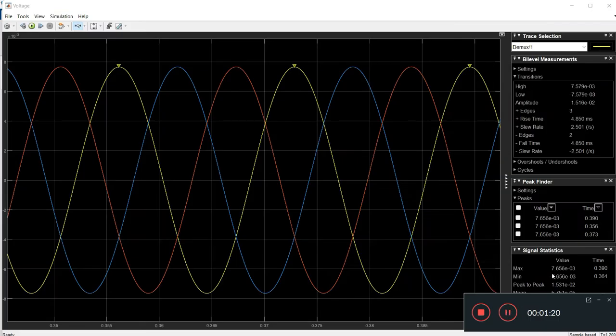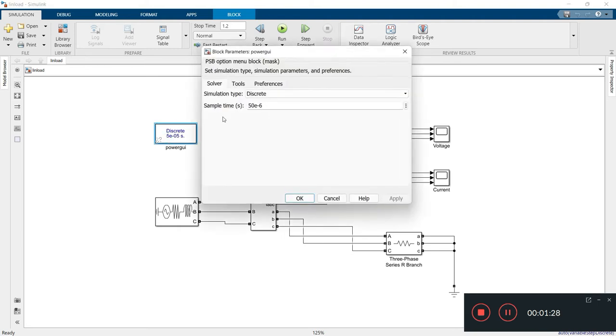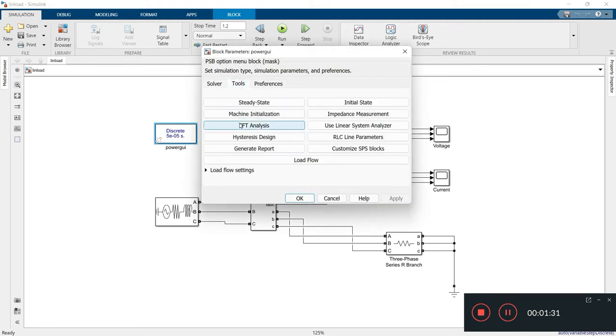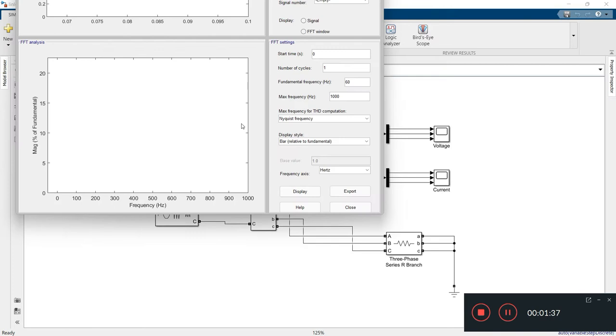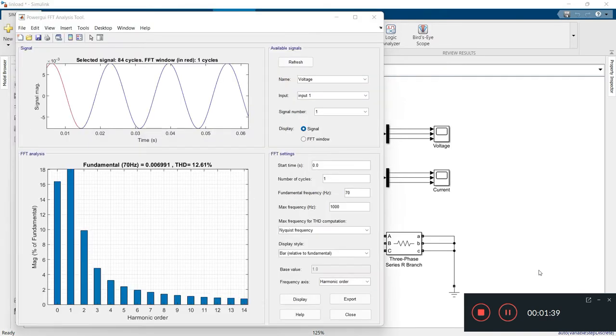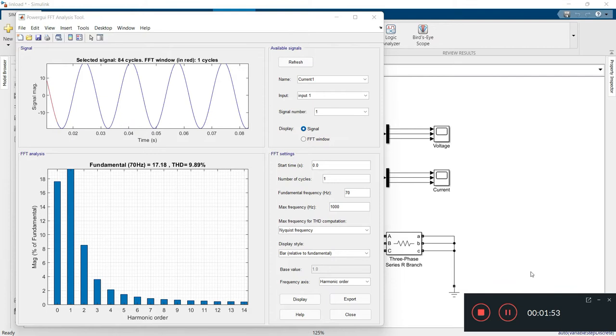Here are the simulation results for the 3 inputs. Then we select the FFT analysis tool. We get a nice shape cycle of sinusoidal wave with a total harmonic distortion of 12.61%, and for the current harmonics we got a total harmonic distortion of 9.89%.